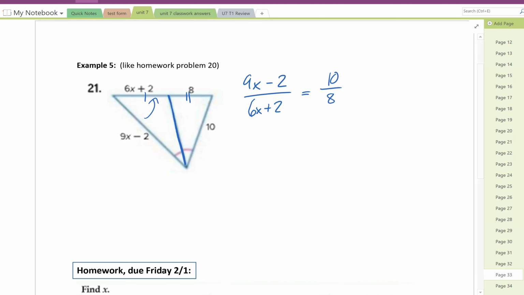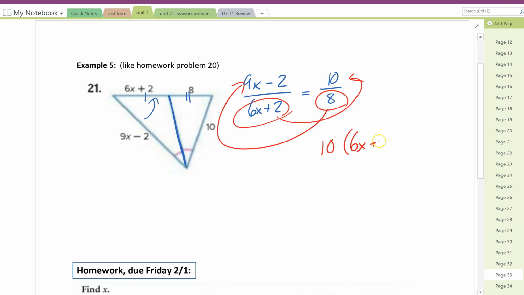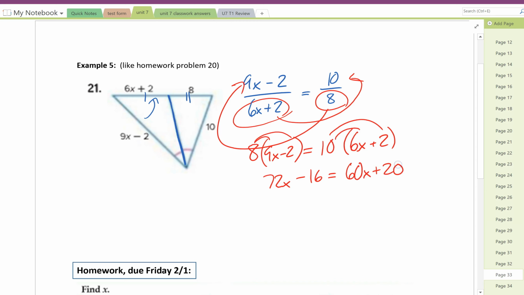Okay, so I don't do anything different than I've been doing. Whenever I have fractions on either side of an equation, I cross multiply. And so on the right side, I'm going to have 10 times 6x plus 2. Other side of the equal sign, I'm going to have 8 times 9x minus 2. And now I just have some distribution to do. 8 times 9x and 8 times negative 2. Well, 8 times 9x is going to be 72x. 8 times negative 2 is negative 16. 10 times 6x is 60x. 10 times 2 is 20.